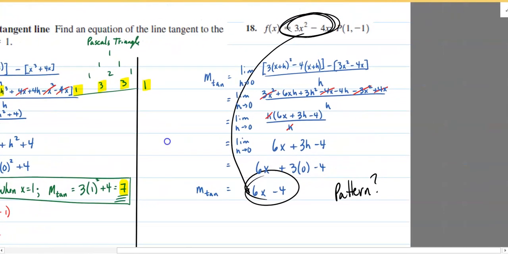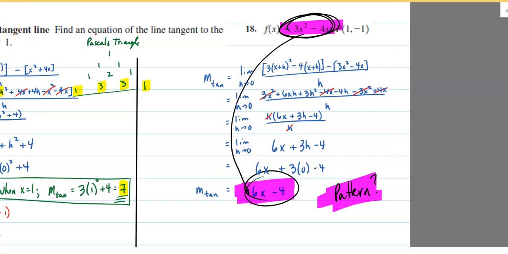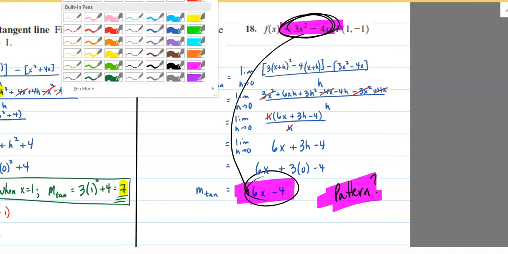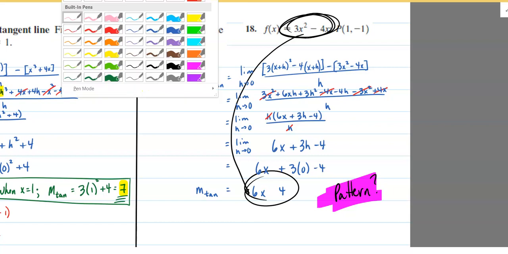Similarly, I want you to consider this function over here, 3x squared plus 4x, and the equation for the slope of our tangent lines ended up being 6x minus 4. Do you notice a pattern here? Well, I hope that you do see the pattern, and I'll just go ahead and point it out.